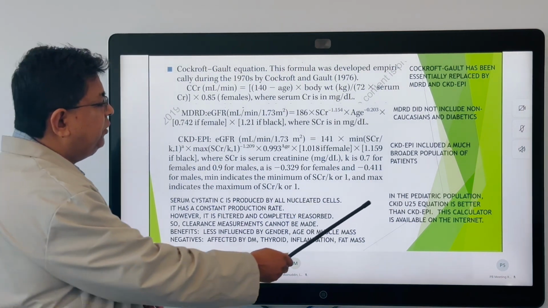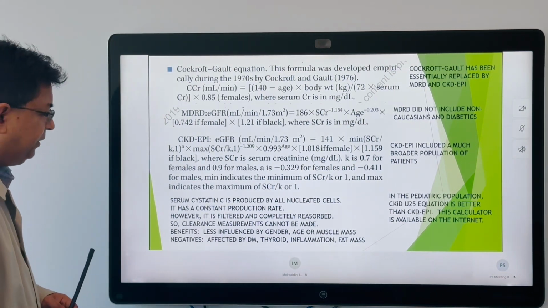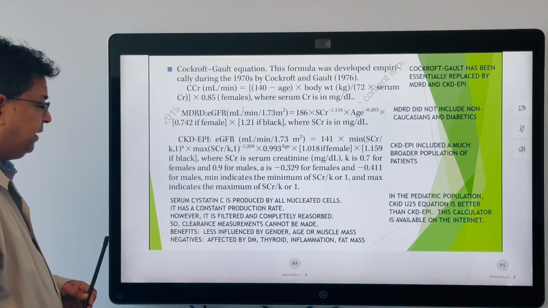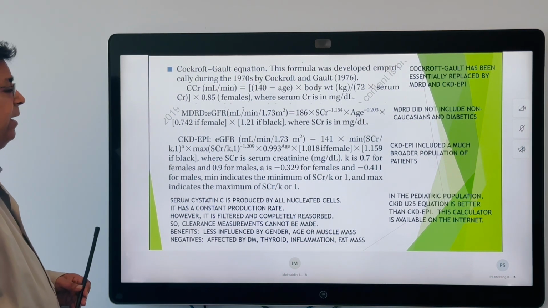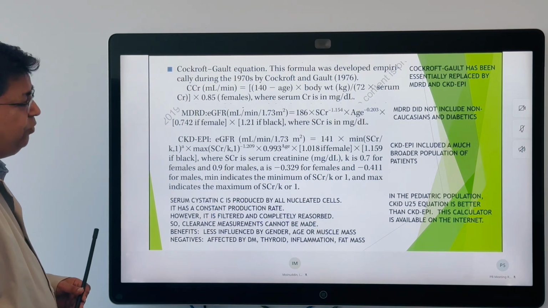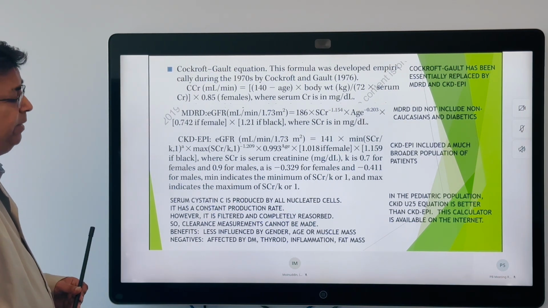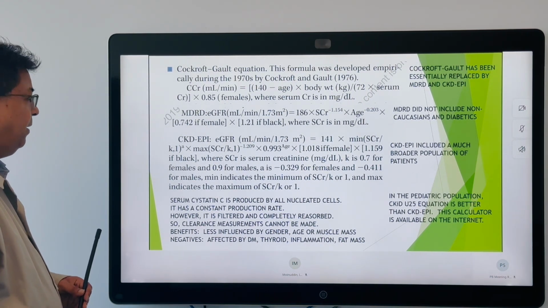In the pediatric population, the CKiD U25 equation has been used. It was produced via population studies and has been proven to be better than the CKD-EPI in the pediatric population. This calculator is available on the internet.